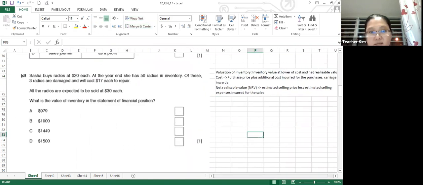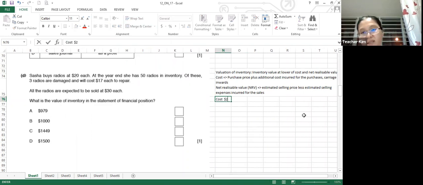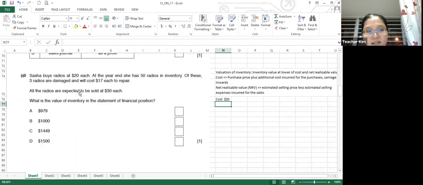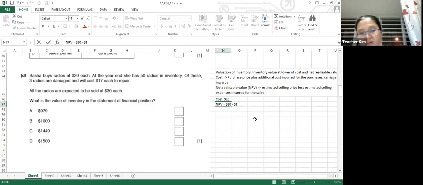Now go back to this question. Here your cost is 20, but these three radios are damaged and will cost 17 each to repair. And the radio can be expected to sell at 30. So in this case, my net realizable value will be 30 minus 17. In order to sell at $30, I have to pay to repair 17, which costs me 17. So my net realizable value is 13.